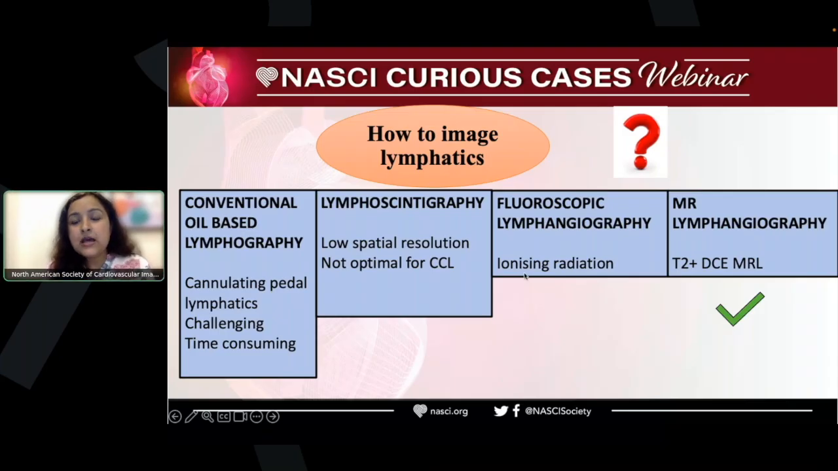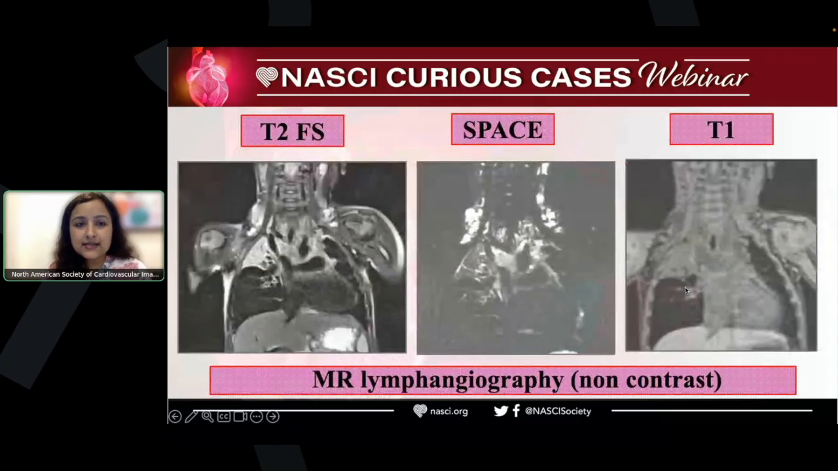But with current generation MRI scanners, we now have very heavily T2 weighted sequences. We have very good 3D T1 weighted sequences, which can really give us very good images of the lymphatics. So we went ahead with MR lymphangiogram to see what is happening with the lymphatics, what is leaking into the pericardial fluid. Usually the protocol involves a T2 sequence and a dynamic contrast enhanced sequence. So this is the non-contrast protocol that we follow.